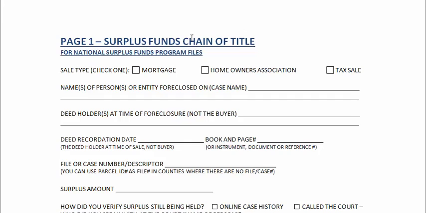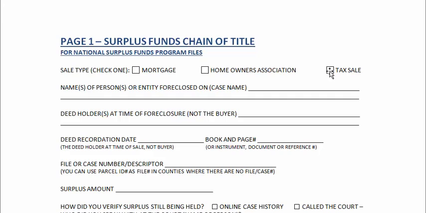This is the surplus funds chain of title. Follow along with me here. The sale type: there are really three groups or types of sale. Again, it had to have sold in order to create surplus funds. Tax sale is city and county taxes. In Texas in particular, this can also be school taxes, being held by the county. We consider that a school tax or a tax sale.